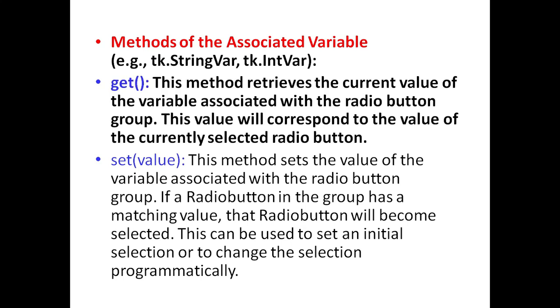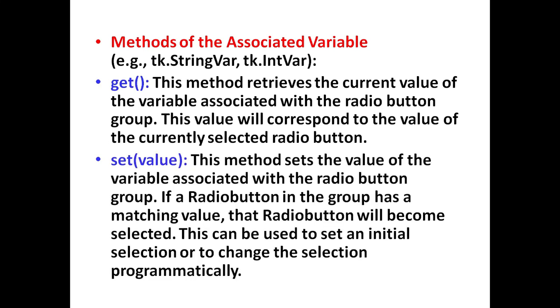The get method retrieves the current value of the variable associated with the radio button group. This value will correspond to the value of the currently selected radio button. And the set method sets the value of the variable associated with the radio button group. If a radio button in the group has a matching value, that radio button will become selected. This can be used to set an initial selection or to change the selection programmatically.